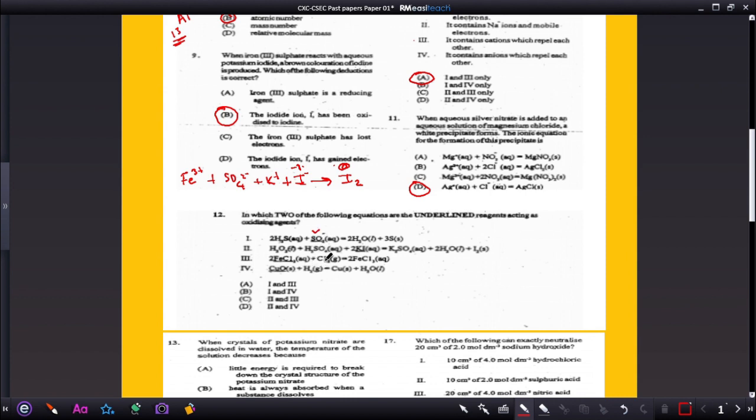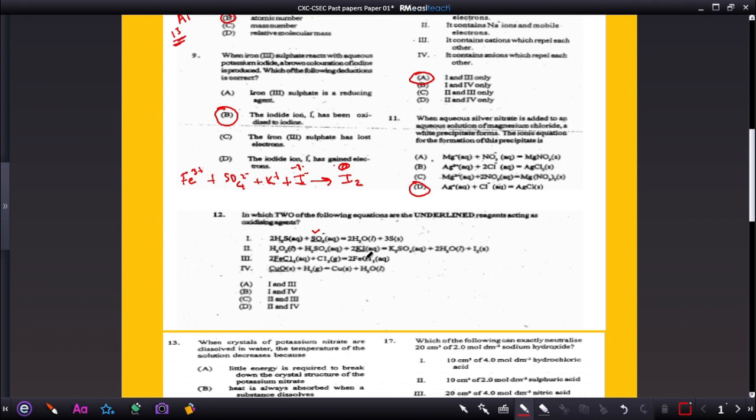Additionally, oxidizing agents usually undergo reduction themselves. So we can see where the sulfur dioxide lost the oxygen and become the sulfur metal. Not the sulfur metal, the sulfur atom. My apologies.